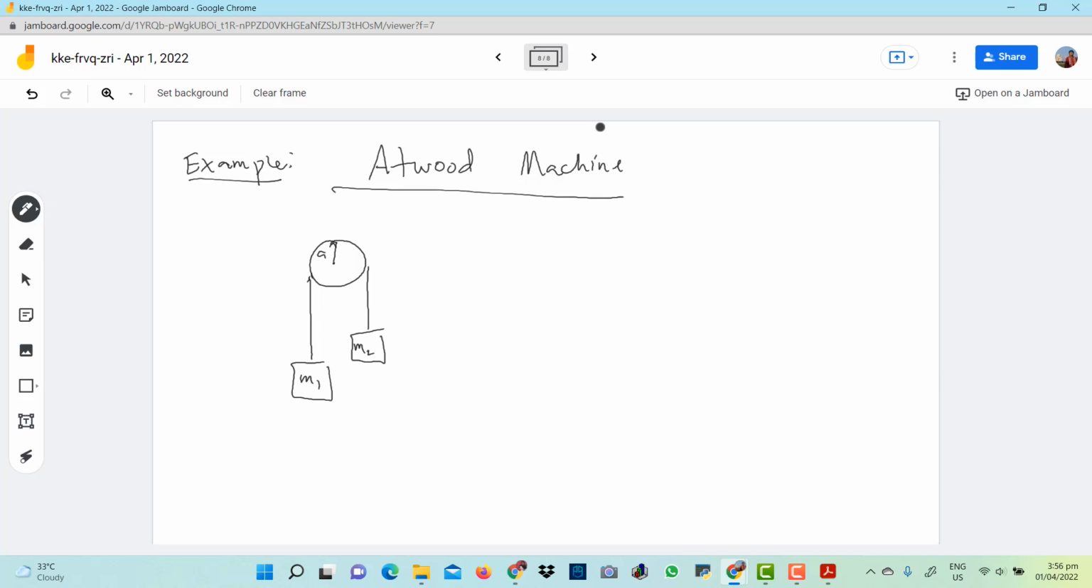We will include, of course, the pulley in the Atwood machine. The system has a pulley and two masses. So we will now include the pulley in our system.